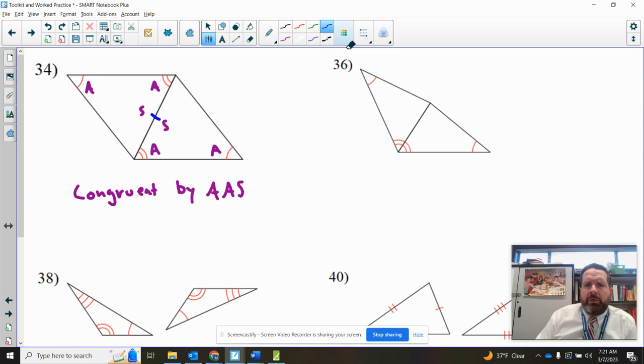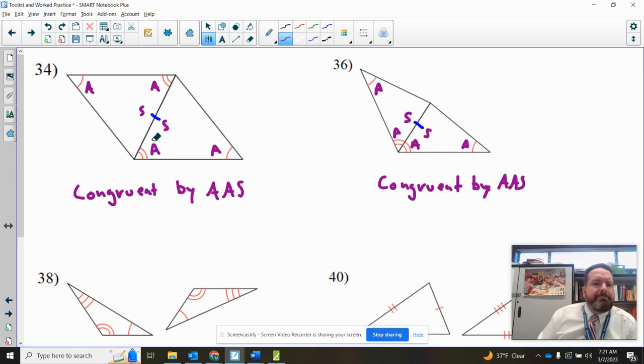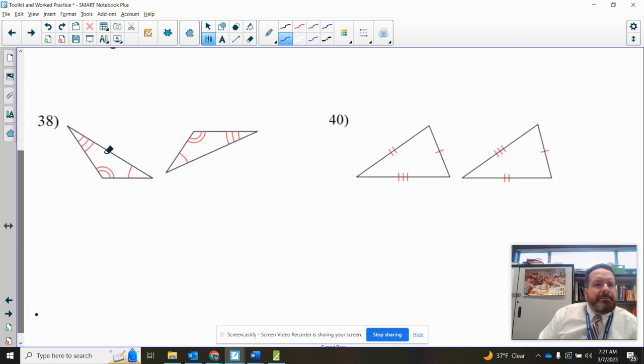Let's see what else we know. So this side in the middle, just like on this last one, is going to match up with itself. So over here, I go from the 1 mark angle to the 2 mark angle to the side, 1 to 2 to side. Same deal. These are also congruent by AAS. Next up, I've got angles, angles, angles.